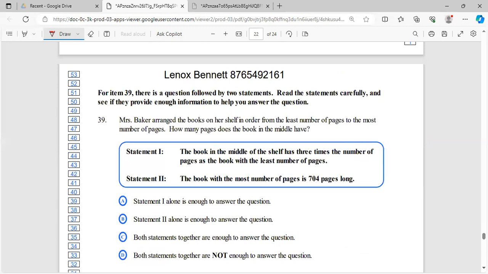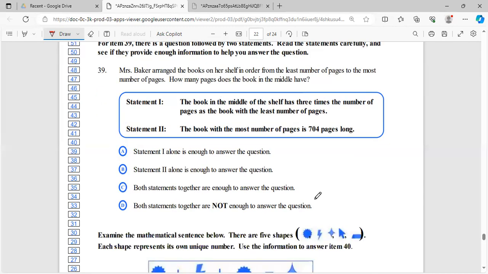Alright, for item 39, there is a question followed by 2 statements. Read the statements carefully and see if they provide enough information to help you answer the question. Mrs. Baker arranged the books on her shelf from the least number of pages to the most number of pages. How many pages does the book in the middle have? Statement 1 says the book in the middle of the shelf has 3 times the number of pages of the book with the least. Alright, so I'm going to say both statements together are not enough. I don't even want to get into that drama.